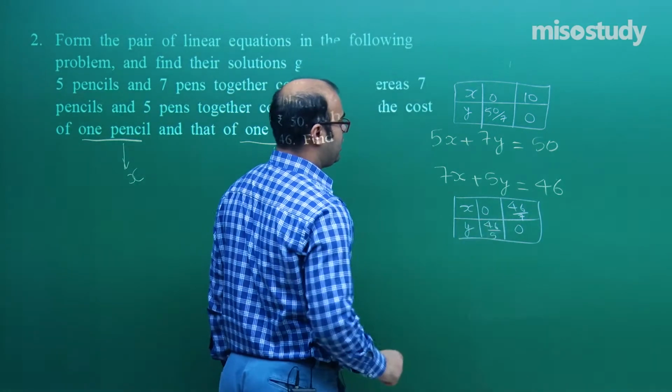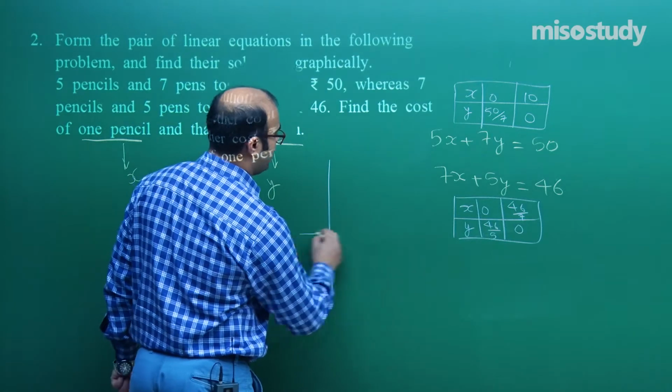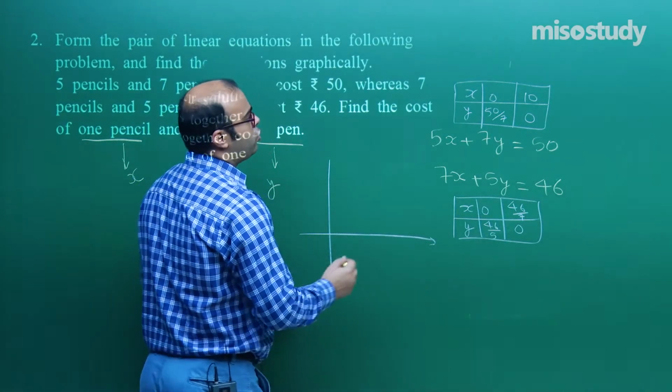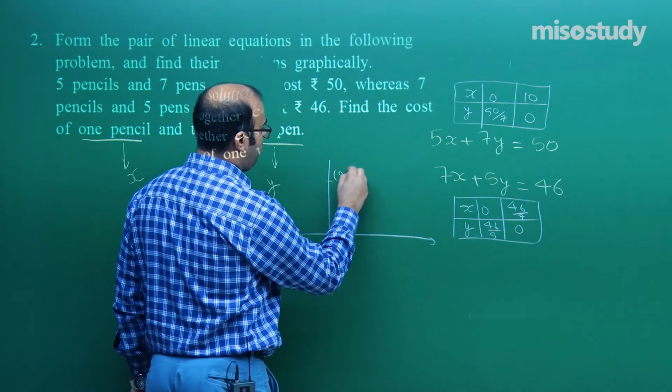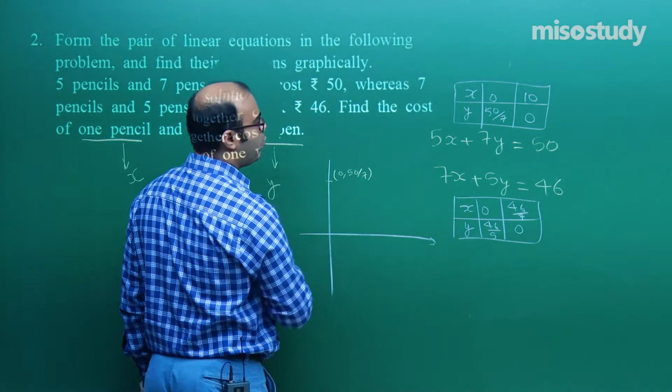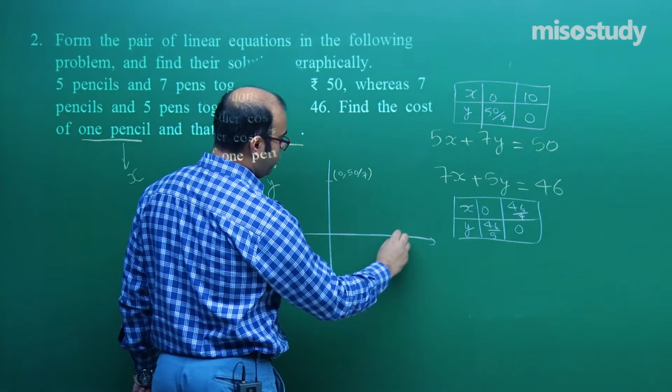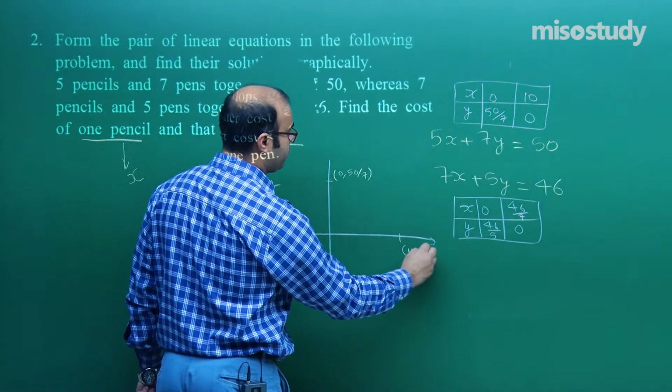So this is greater than 6. If we want to plot it, let us plot. Here it is (0, 50/7), that is, this point is (0, 50/7), let us say a little more than 7, and (10, 0). Let us suppose this is the point.